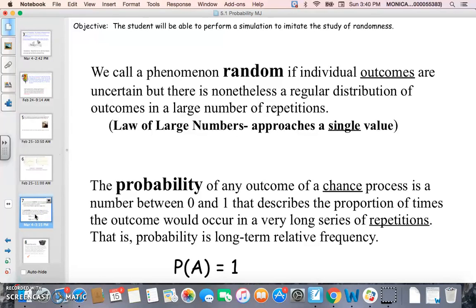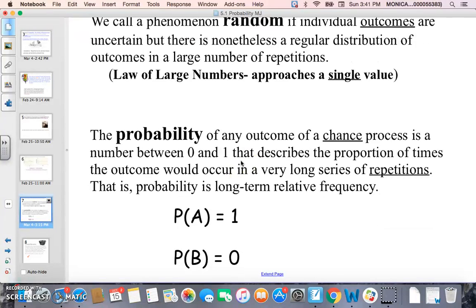So we call a phenomenon random if individual outcomes are uncertain, but there is nonetheless a regular distribution of outcomes in a large number of repetitions. So it's random whether or not you flip a coin and get heads or tails, but in the long run, it'll come out to a 50-50% chance. And so we call that the law of large numbers. The more and more you do a simulation, the more it's going to approach that single theoretical value.